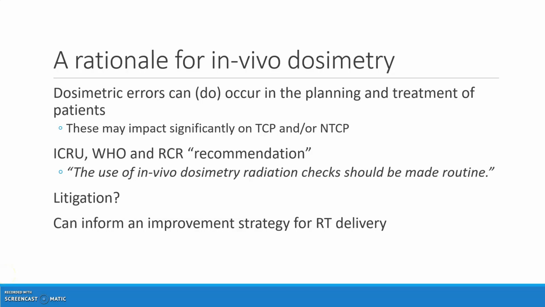As I've already mentioned, it's actually a recommendation by lots of bodies. ICRU, in report 24, I think it was, as long ago as 1976, recommended that in vivo dosimetry should be a routine part of radiotherapy. The World Health Organization in the late 1980s, as a result of some serious systematic dose errors that occurred in the UK, in both Exeter and Stoke, recommended that in vivo dosimetry should be a routine part of radiotherapy. Also, the Royal College of Radiologists recommend that in vivo dosimetry radiation checks should be made routine.